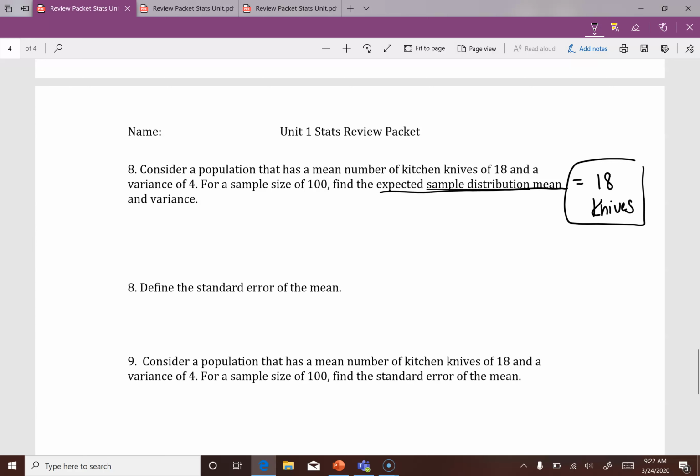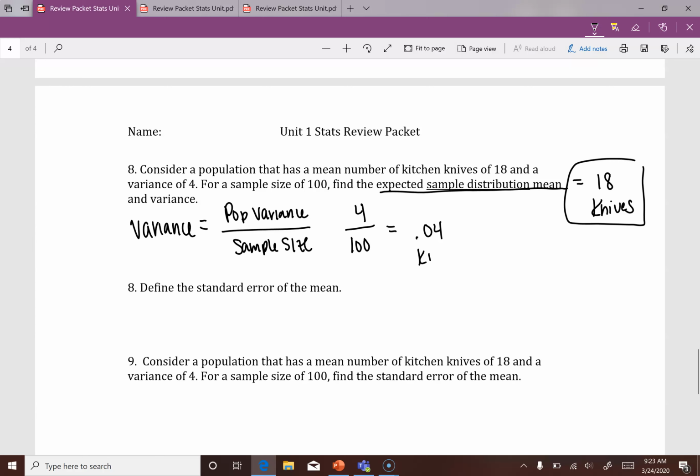The sample variance, however, requires a formula, and that formula is variance is equal to the population variance divided by sample size. Well, our population variance was given to us as 4, and our sample size is 100. So that's going to be 4 divided by 100, which is 0.04. We're talking about variance, so this is knives squared.